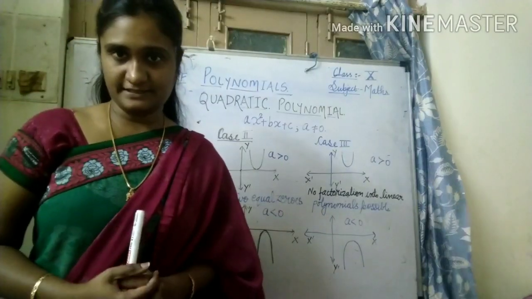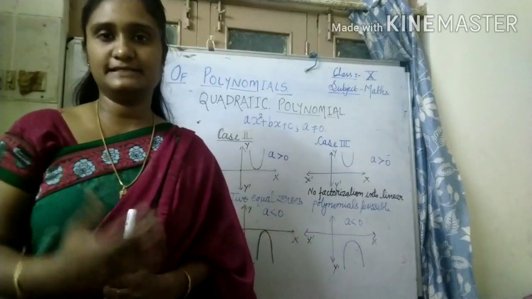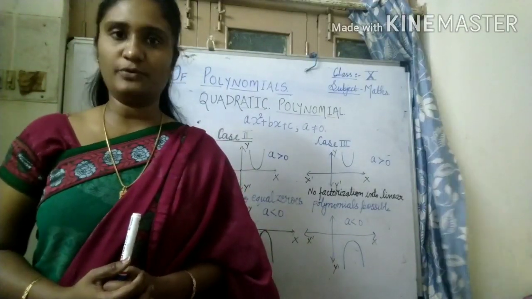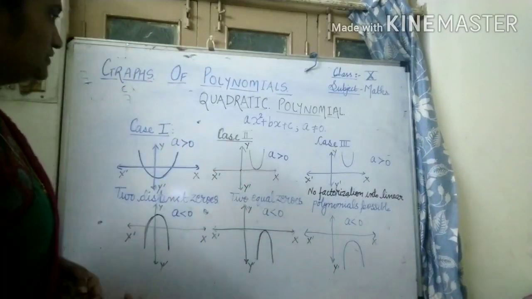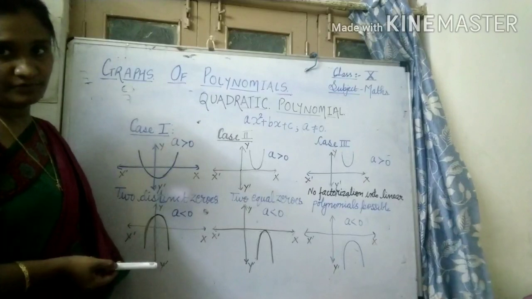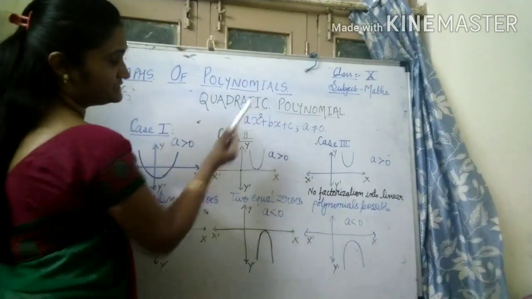So next in the series we have quadratic polynomials. Let's see what type of graphs we are going to get from quadratic polynomials. As you know, what is the general form of writing a quadratic polynomial? It is ax squared plus bx plus c.